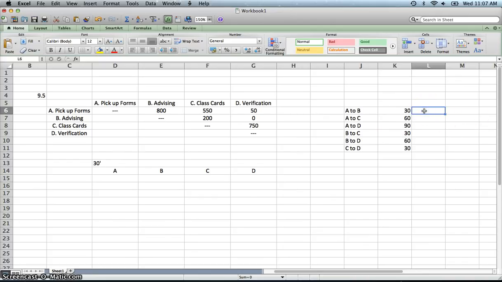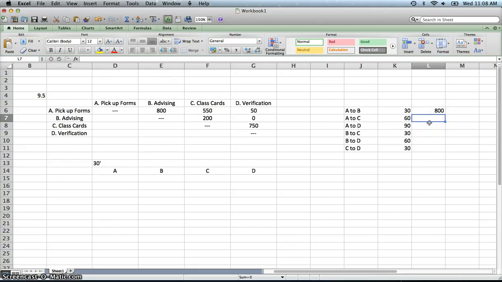So here we have A to B was this 800. I'm going to just reference this, equals the 800. So A to B. And remember the idea that we combine the B to A and the A to B together, and so 800. So it doesn't matter which direction it's going.